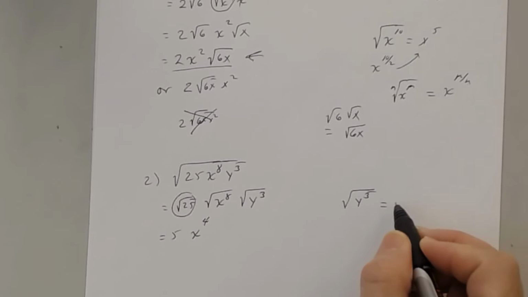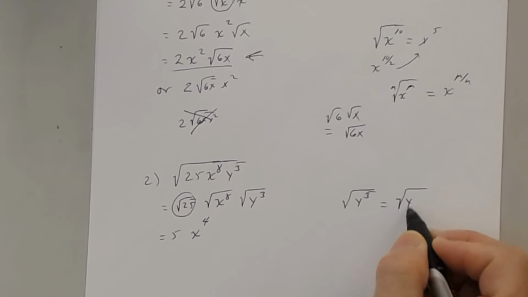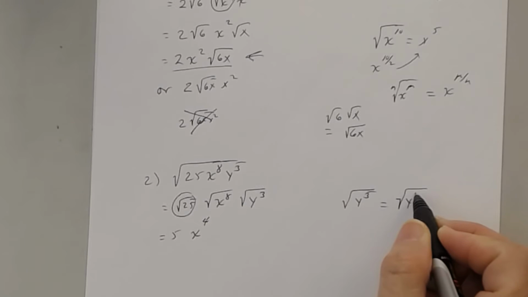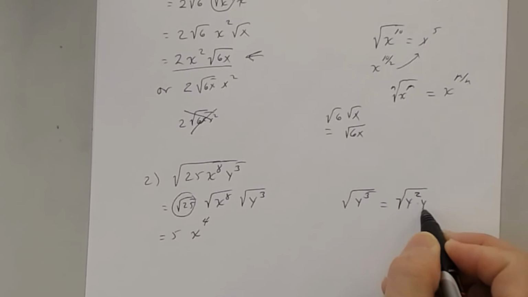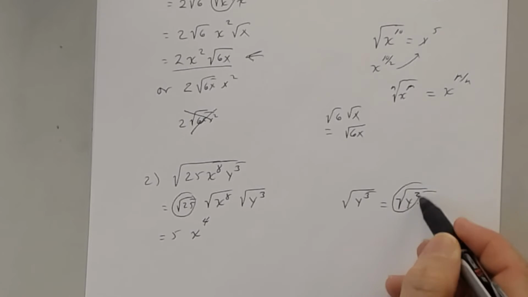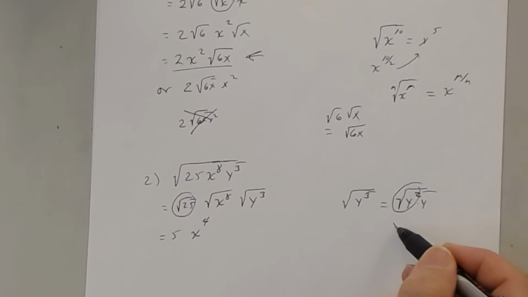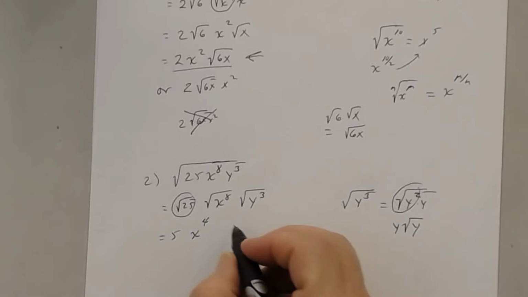That's y to the 3rd. So y'all agree that's going to be the square root of y to what power? The 2nd times y. And what's the square root of y to the 2nd? y. So I get y square root of y. So that's what the square root of y to the 3rd is: y square root of y. So that's this right here.